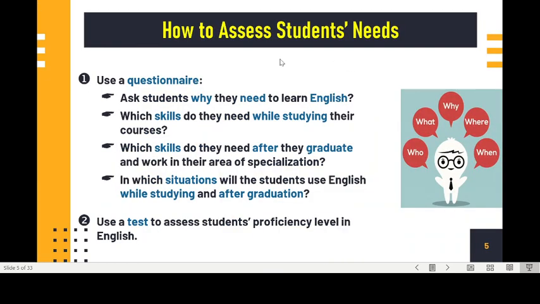In order to assess students' needs, we use a questionnaire, not necessarily a long one. We can use a very short questionnaire. We ask the students why they need to learn English while they are taking their courses, whether they are BA students or MA students.